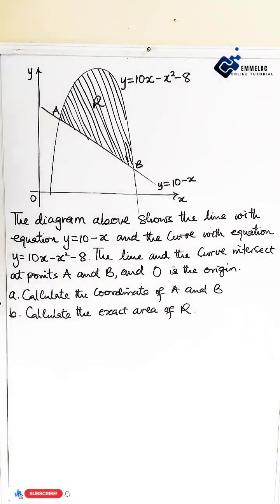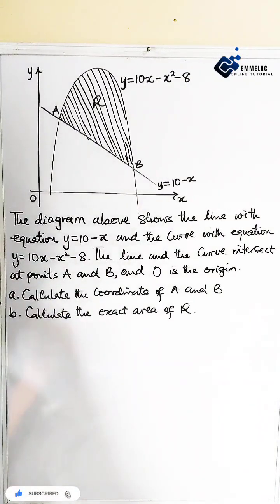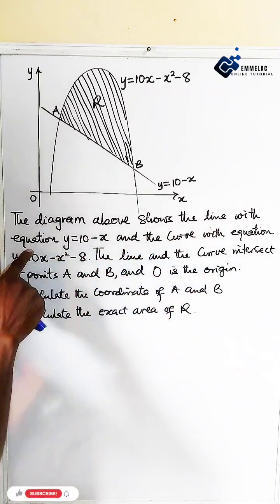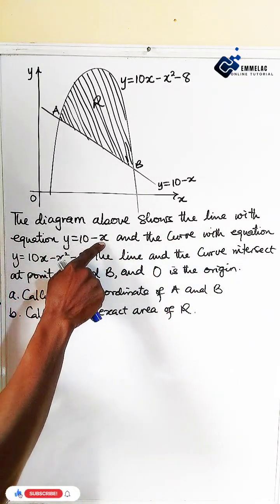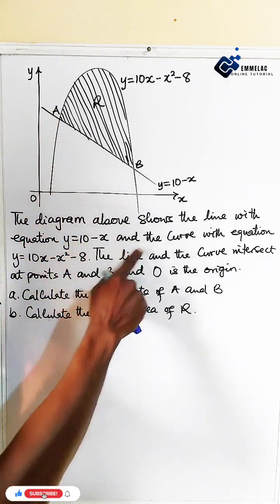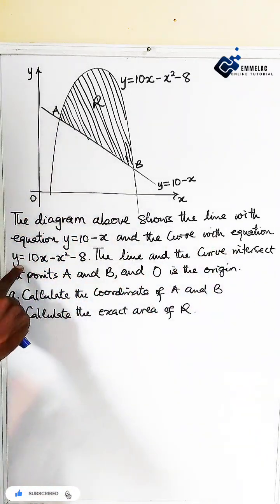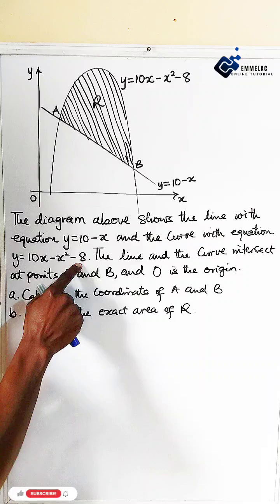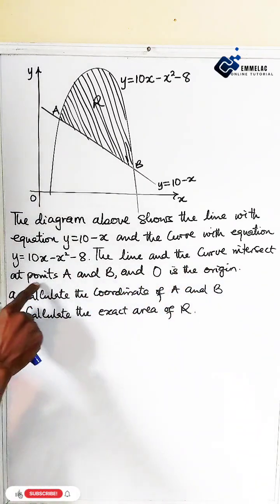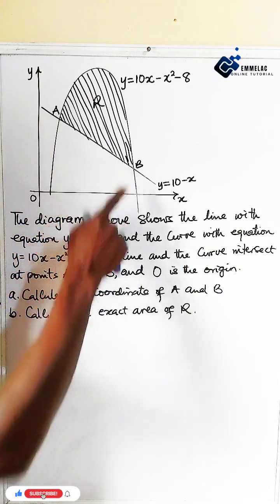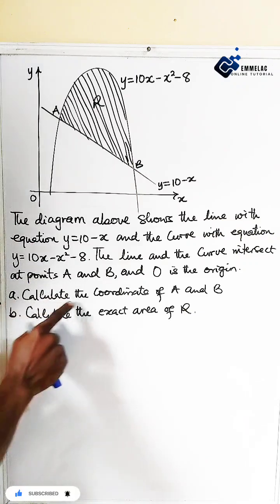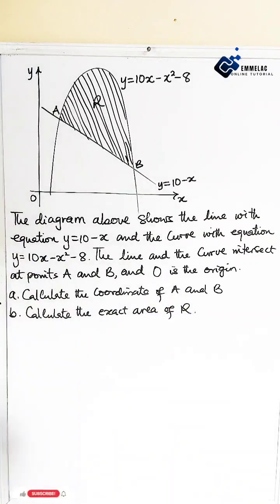Before us is this IGCSE A-level math question. It says that the diagram above shows the line with equation y equals 10 minus x, which is this straight line, and the curve with equation y equals 10x minus x raised to the power of 2 minus 8. The line and the curve intersect at points A and B, and O is the origin, which is this. We are told to calculate the coordinates of A and B.